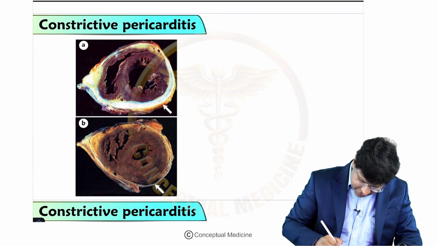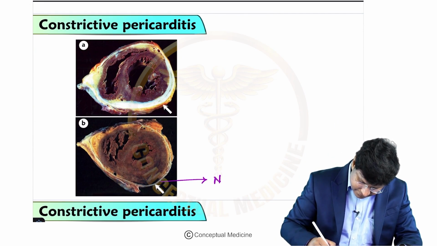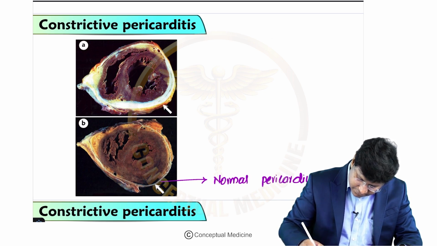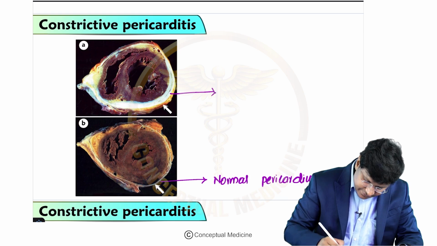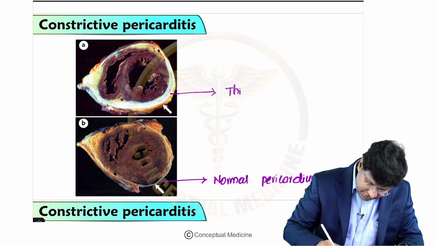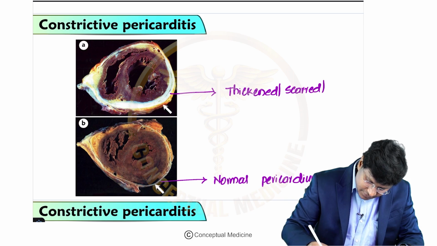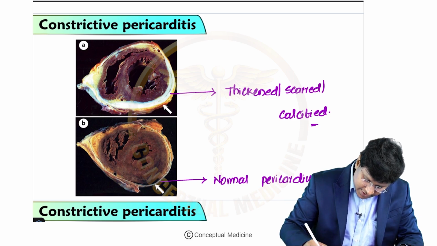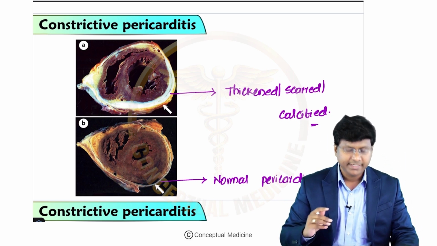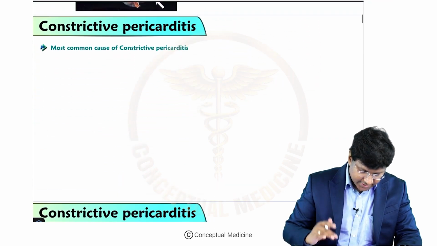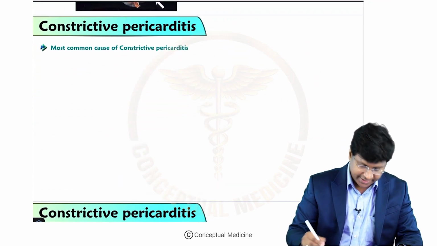Now let me show you how the pericardium looks. See, this will be the normal pericardium, whereas here you can observe the thickened or scarred or calcified pericardium. Now you need to know what are the most common causes of constrictive pericarditis.